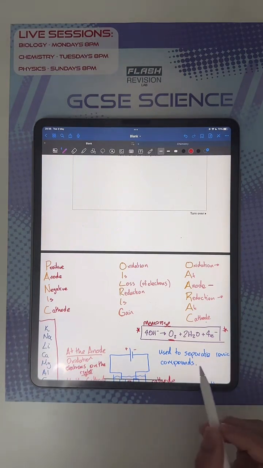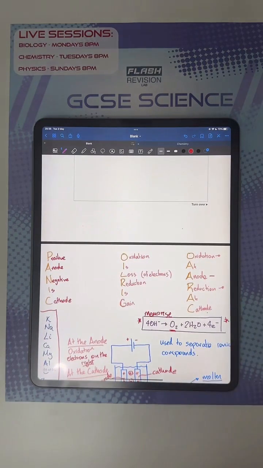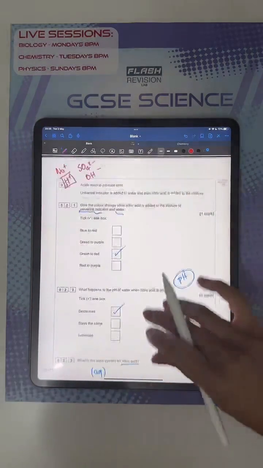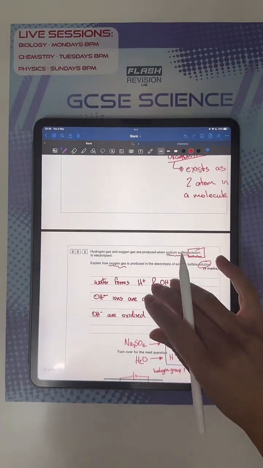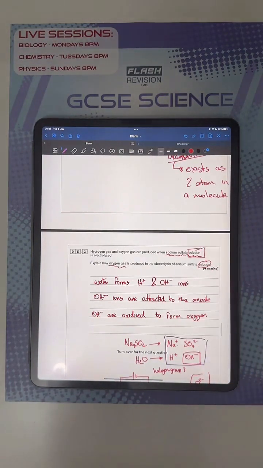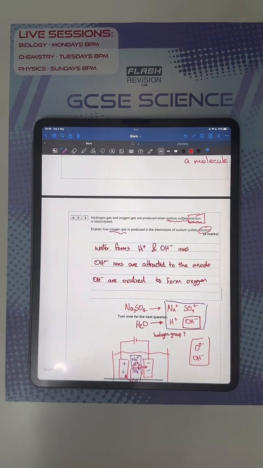What is a halide ion? A halide ion is just a group 7 ion. Anything in group 7. So chlorine, fluorine, bromine, iodine. Do you not get a mark for saying no halide ions present? No, because the question's asking explain how oxygen gas is produced. It's asking more about the formation of it rather than why it's produced. If it asked why, then yeah, you would say because no halide ion is present. But how is basically asking where is it coming from.